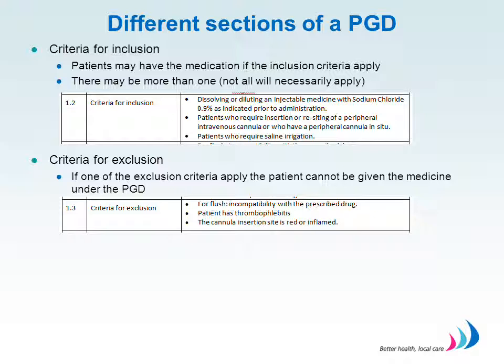specified on the PGD. When you review a patient, if any of the exclusion criteria applies to the patient, the medicine must not be given to the patient, and the patient should be referred appropriately. The details of who they should be referred to are in section 1.6 of the PGD. If you are unsure as to whether or not a patient meets the inclusion or exclusion criteria, the medicine must not be given, and you are advised to refer the patient appropriately.